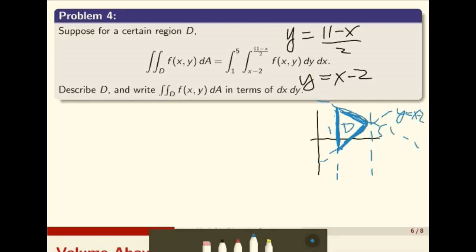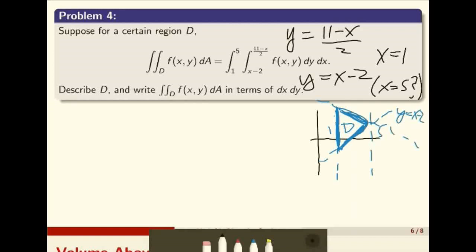Now, if you're like me, your sketches are not always entirely accurate, at least without doing some algebra to check where things are intersecting. So it's worthwhile thinking through the equations that we have access to, and it'll turn out that x equals 5 will just fall out.